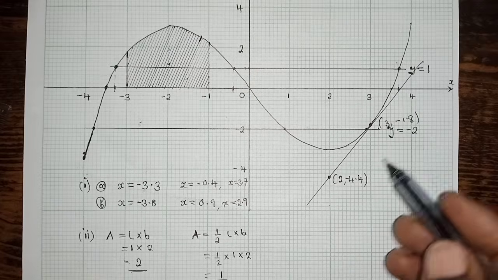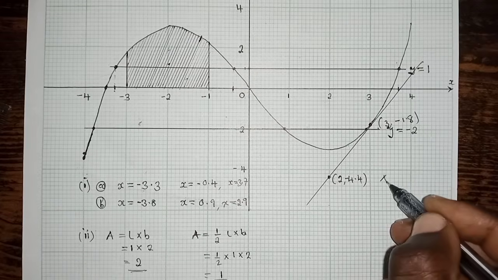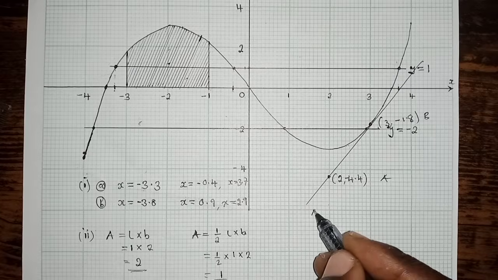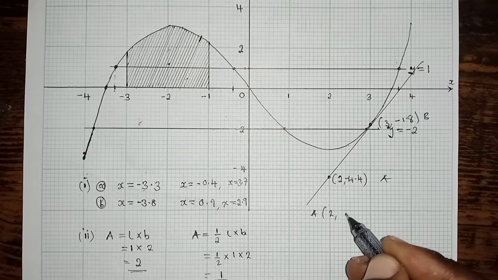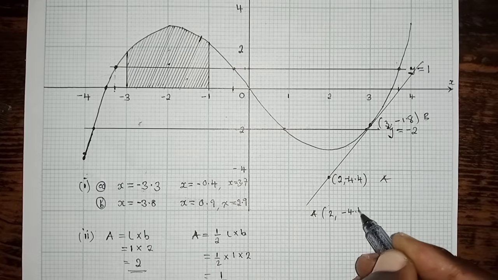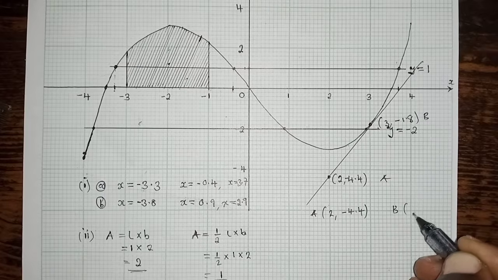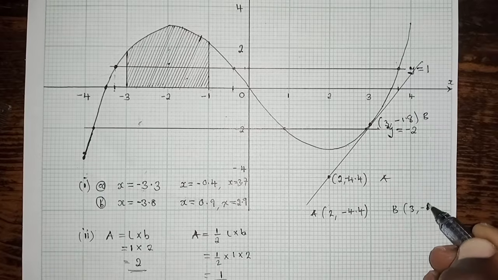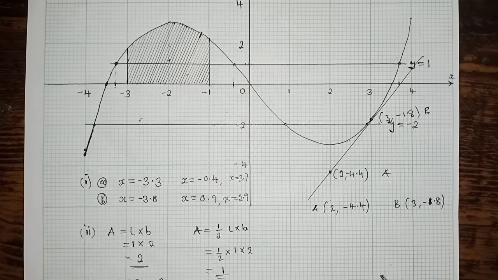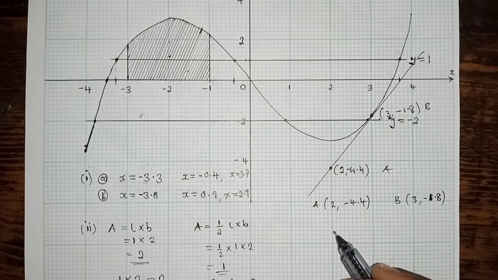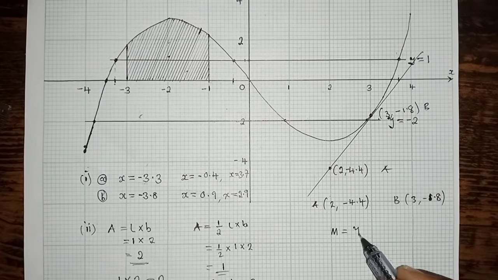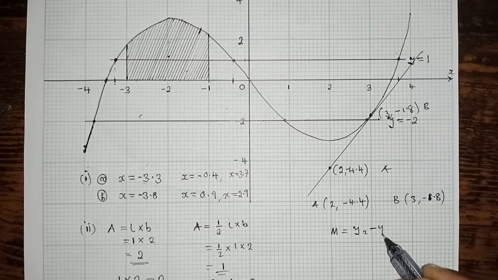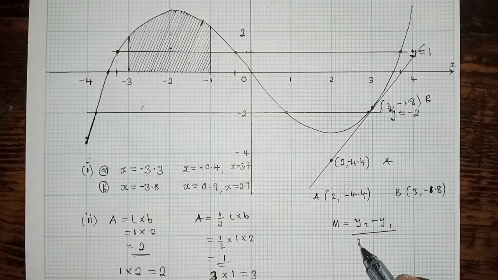So I've just picked these coordinates, and I'll call them my A and my B. Coordinates A, we have 2, negative 4.4. B, we have 3, negative 1.8. Okay, so once you get these coordinates, you can use the formula for finding the gradient, which is this one over here.